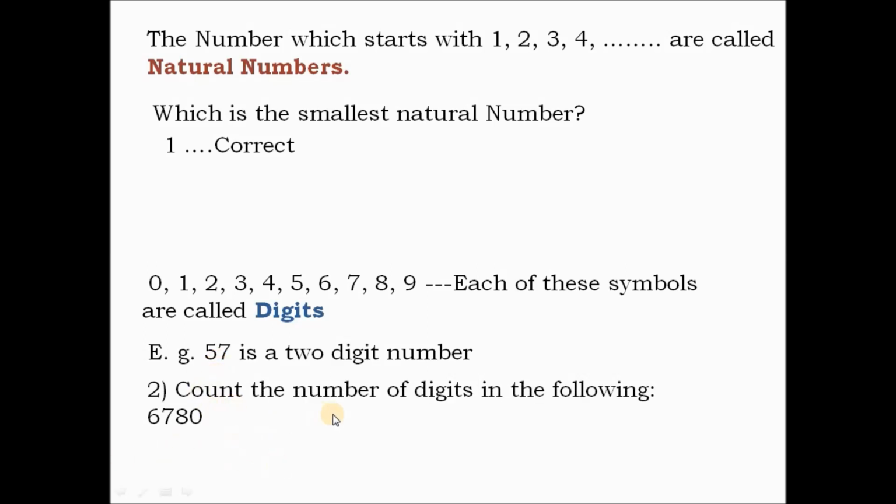Count the number of digits in the following. We have 6780. If I want to read this number, it will be 6780. So count the number of digits in this particular number. This number has a total of 4 digits.